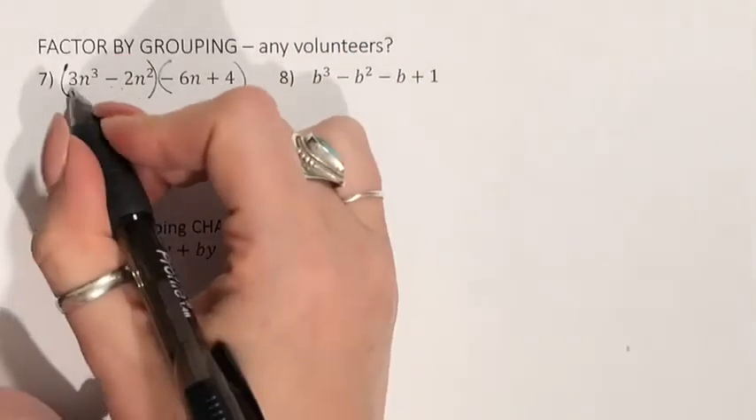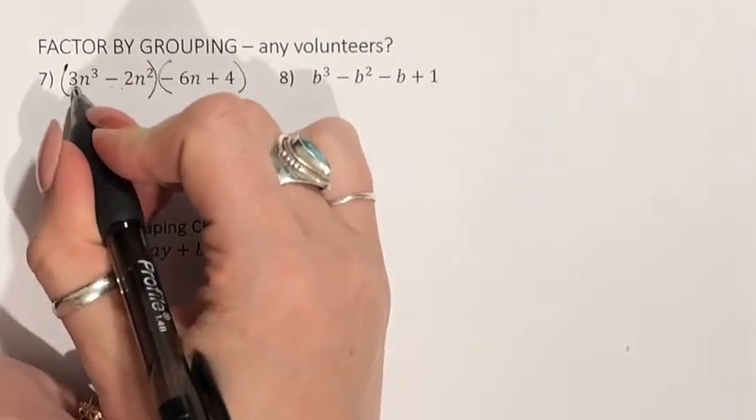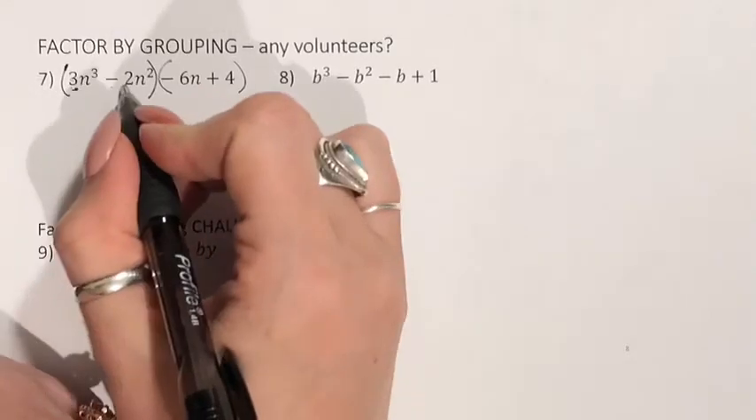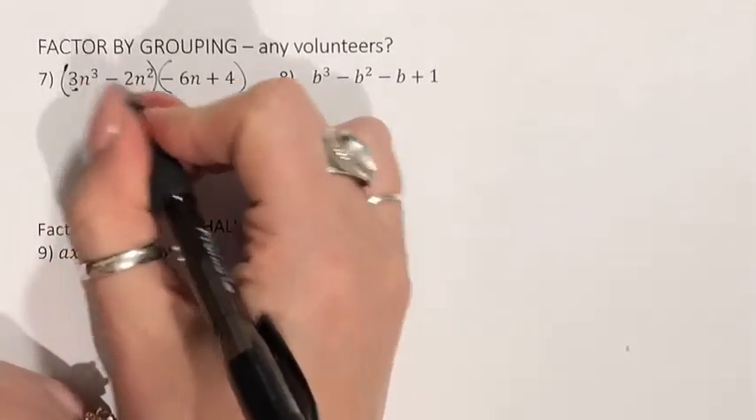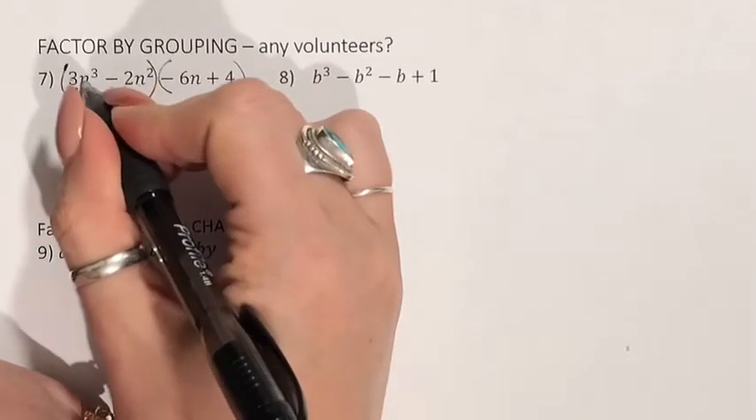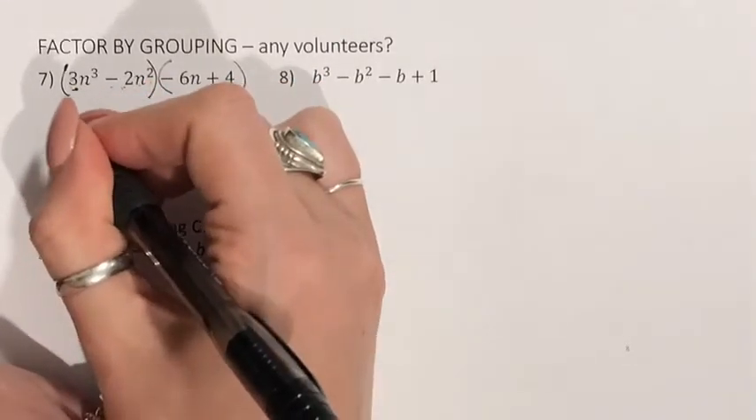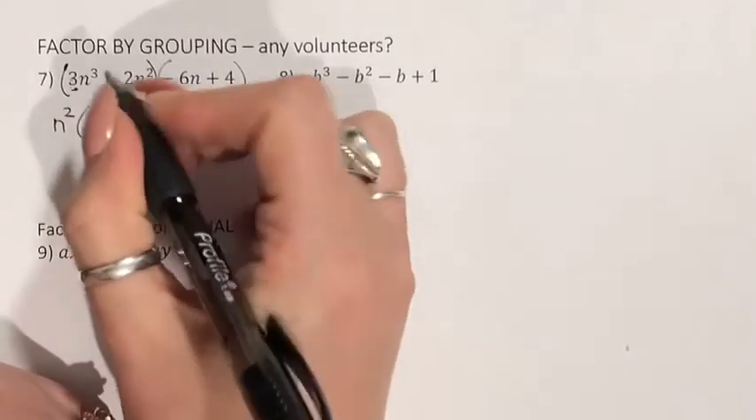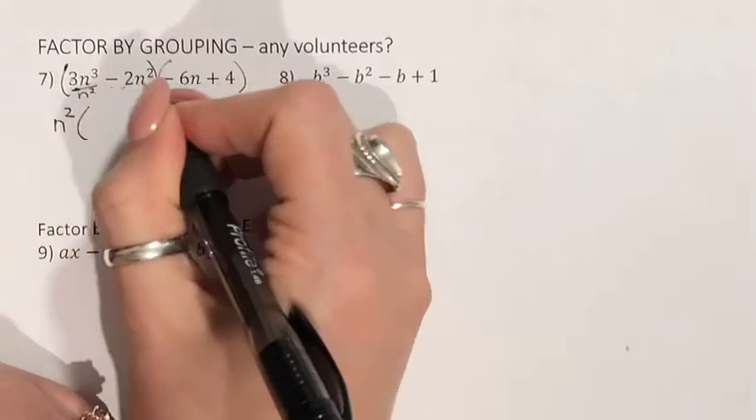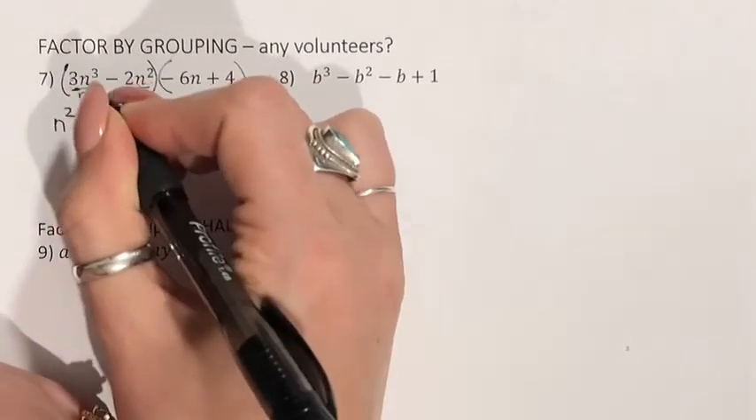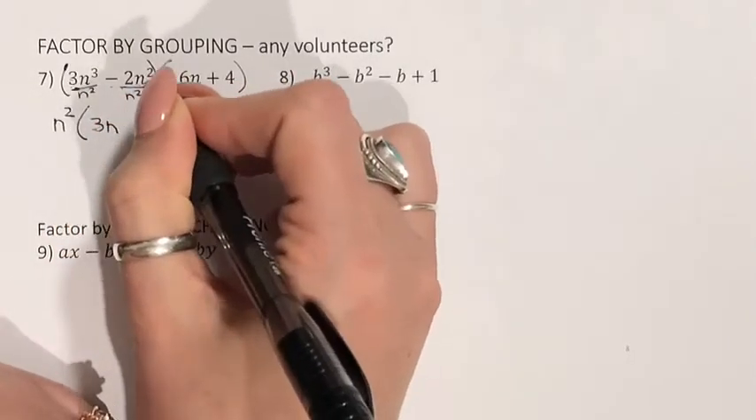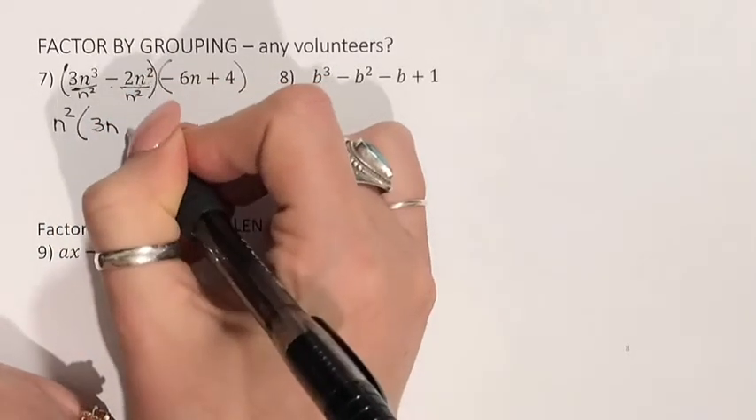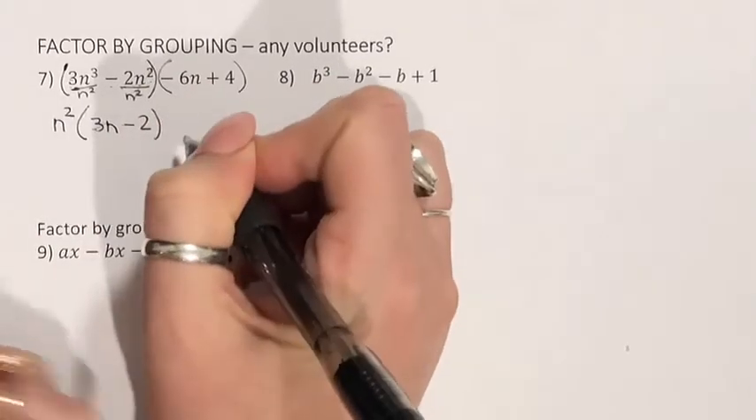with the negative 6n. So for this group, our greatest common factor, 3 and 2 don't have anything in common, so we can't take a number out, but we can take n's out. So you have n cubed and n squared, so that means I can take n squared away. If I divide each of these by n squared, well, 3n cubed divided by n squared is going to be a 3n, and negative 2n squared divided by n squared will just be a negative 2.